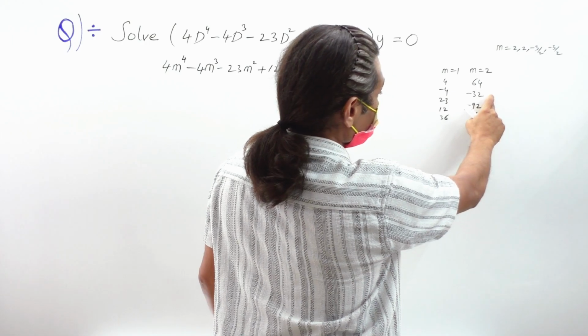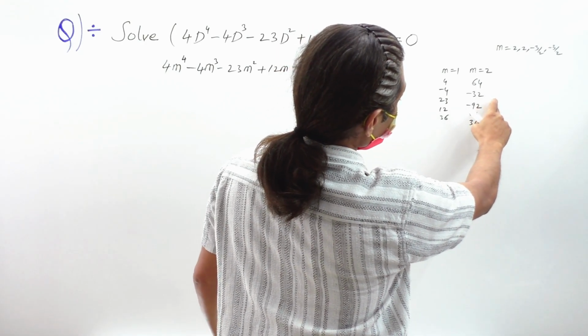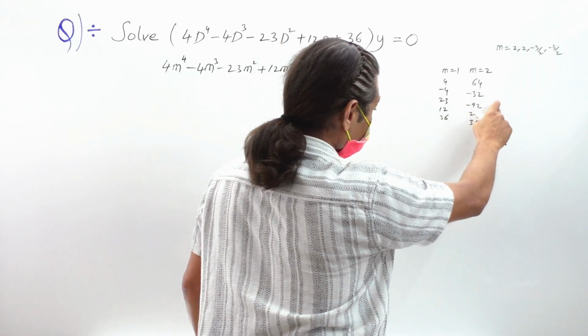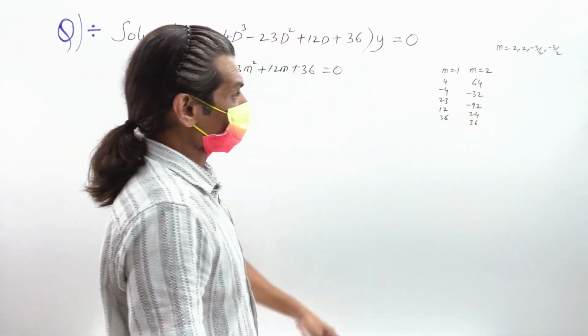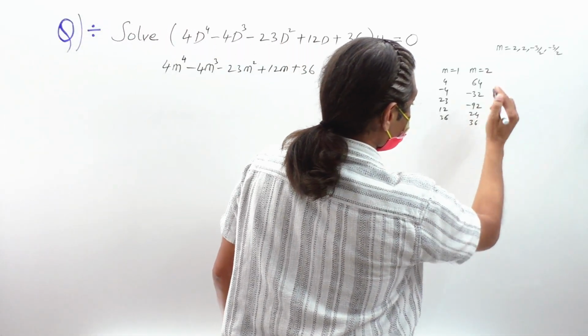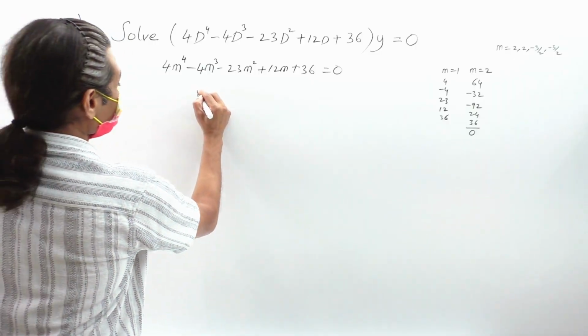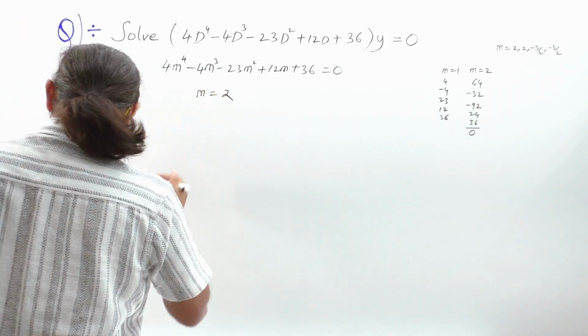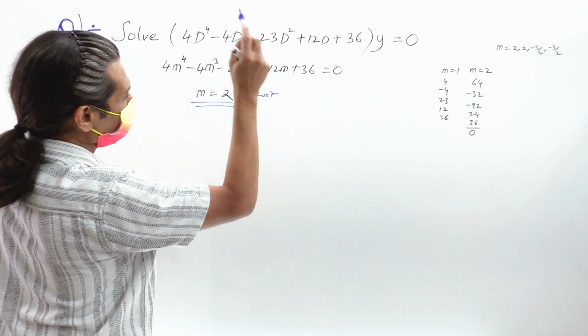32. Okay. And this will be, see, 64 minus 32 is 32. 32 minus 92 is minus 60. Again, 36 plus 24 is 60. 60 minus 60 is what? 0. So it is 0. That means obviously m equal to 2 is a root. We got one root here as m equal to 2. This is a root. Okay.